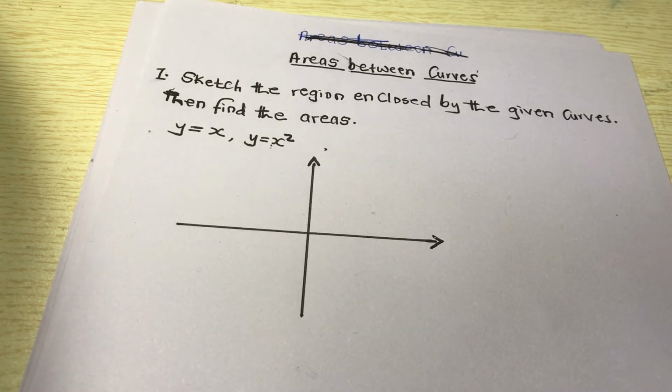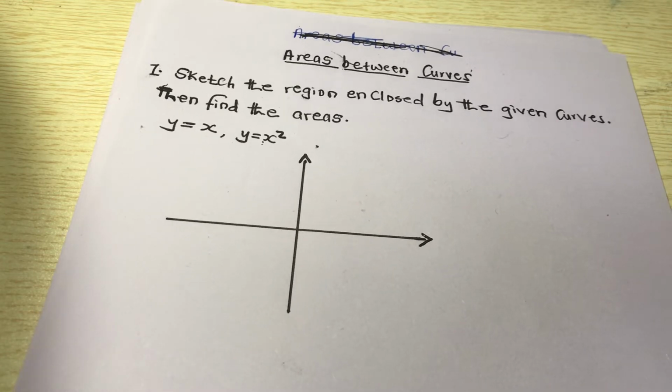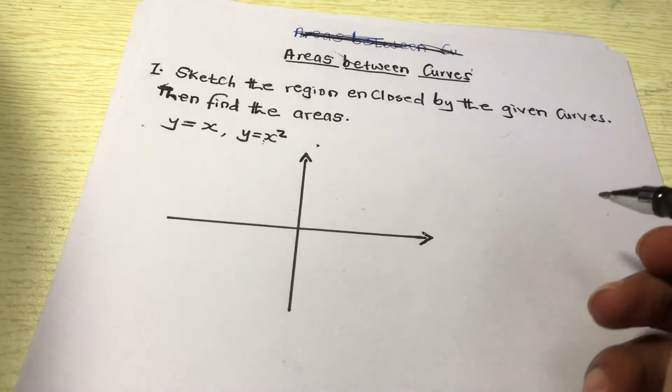This question says, sketch the region enclosed by the given curves, then find the areas. Our main point is how can we find areas by using integration. Here we have two equations, y is equal to x and y is equal to x squared. We need to know where these two graphs will be and how they will look like.